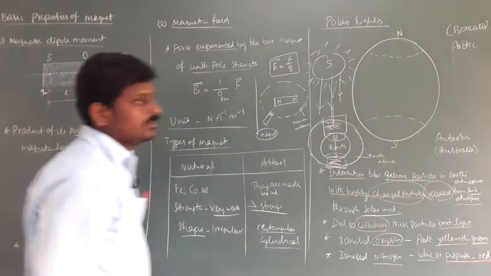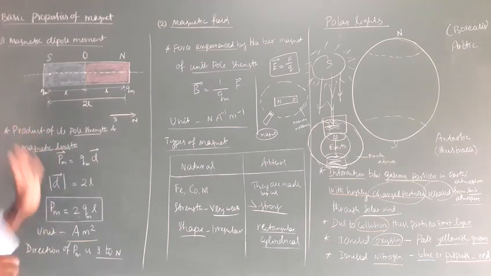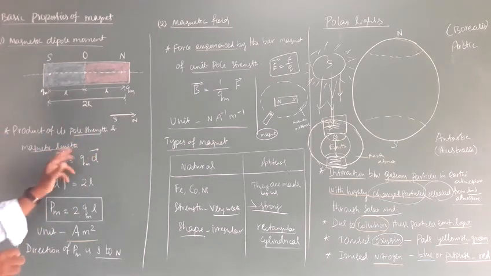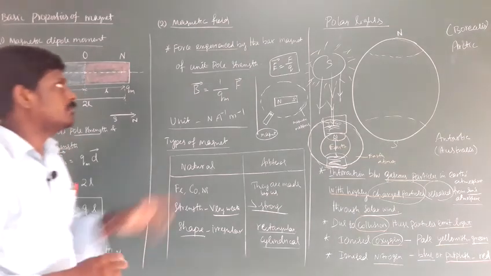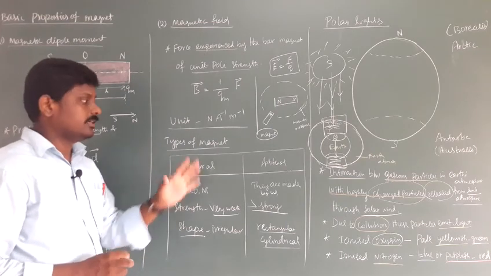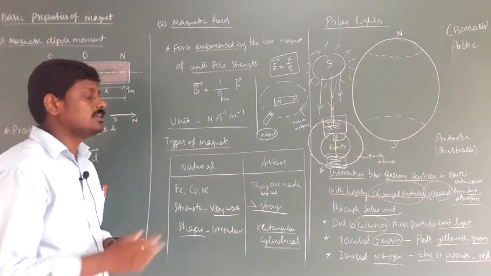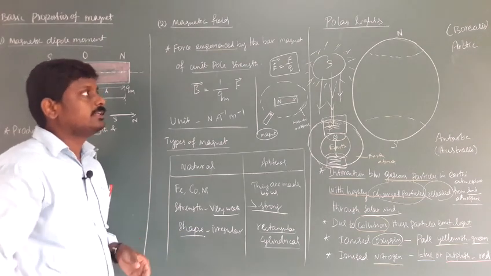So in this class we have discussed basic properties, magnetic dipole moment and magnetic field. Magnetic dipole moment is a product of pole strength and magnetic length. Then magnetic field is the force experienced by a bar magnet of unit pole strength. Then types of magnet, natural and artificial. Then finally, the polar lights, and the process going on behind them.